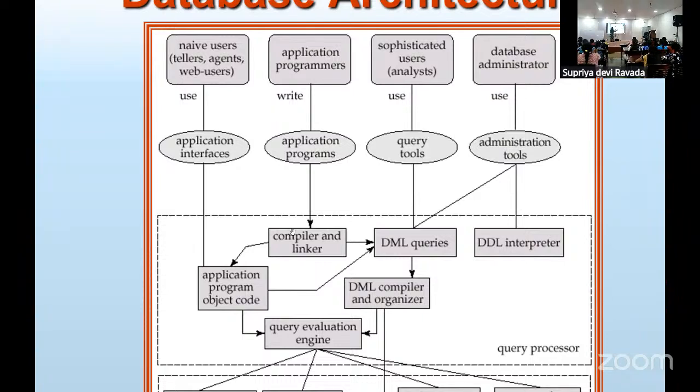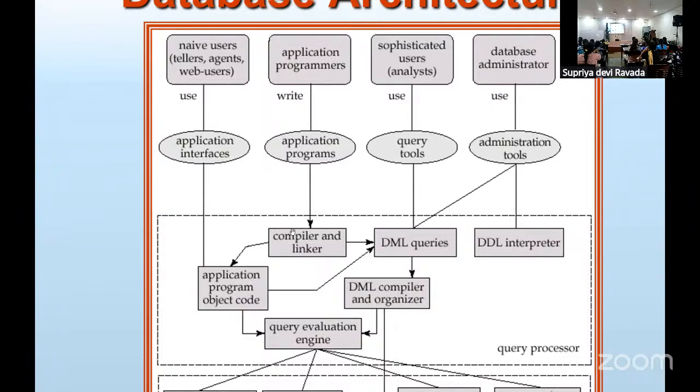Now from DML queries, the DML compiler and organizer will be there. Okay, so by using all this we'll get the query evaluation engine. What is the query evaluation engine used for? It is used for optimization, to get the best queries. With the help of the query processor, we are going to use the query evaluation engine which provides us the best queries.